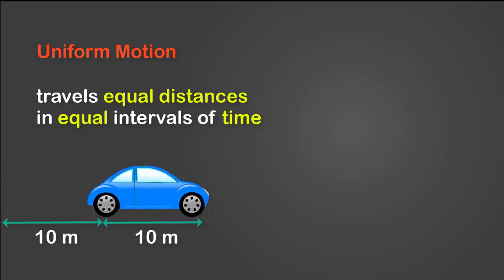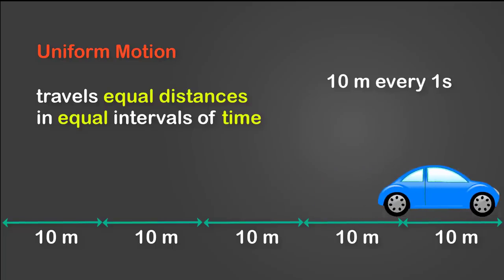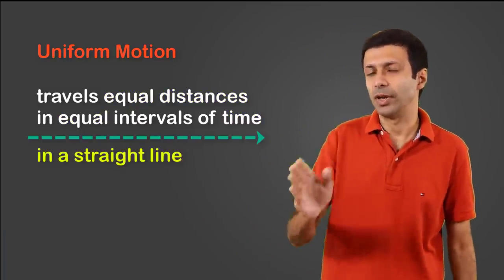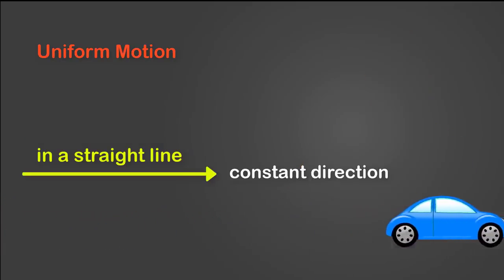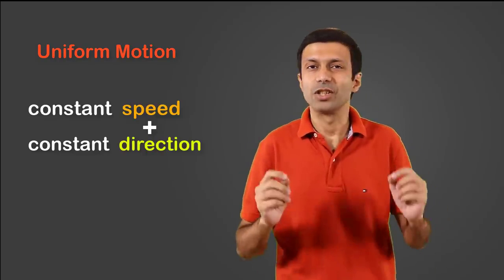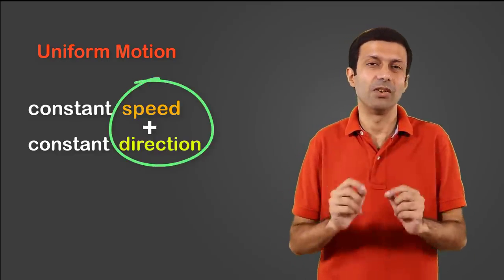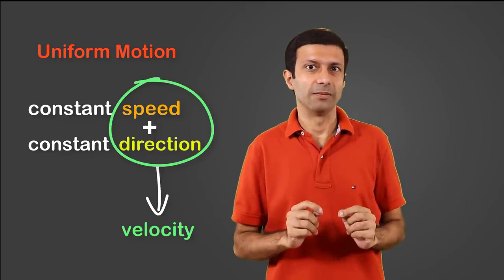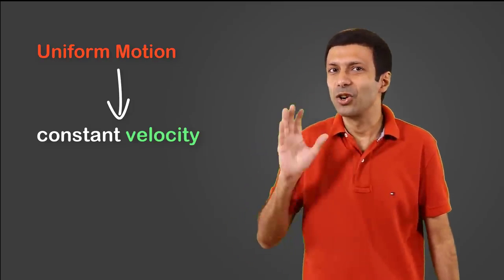For example, let's say a car is traveling 10 meters every second. So the car is going at a constant speed of 10 meters per second. And the second part says it needs to be traveling in a straight line. So the direction is constant. So here we have constant speed and constant direction. And we know that velocity is speed with direction. So the car is basically moving at a constant velocity. And so uniform motion means a body is traveling at a constant velocity.